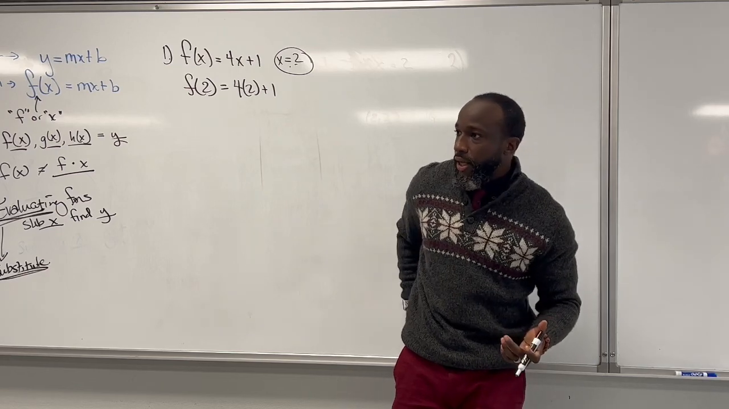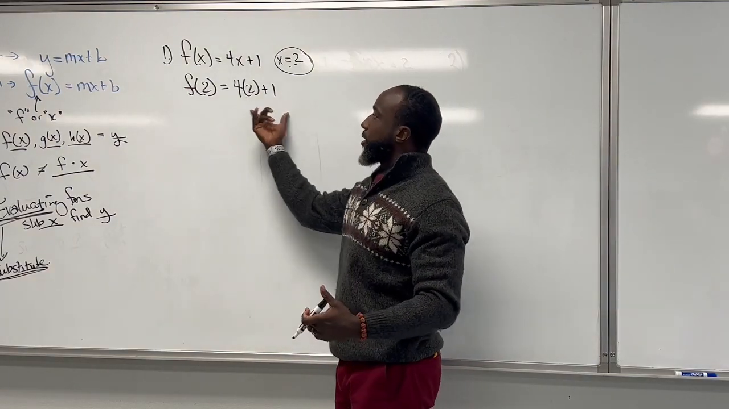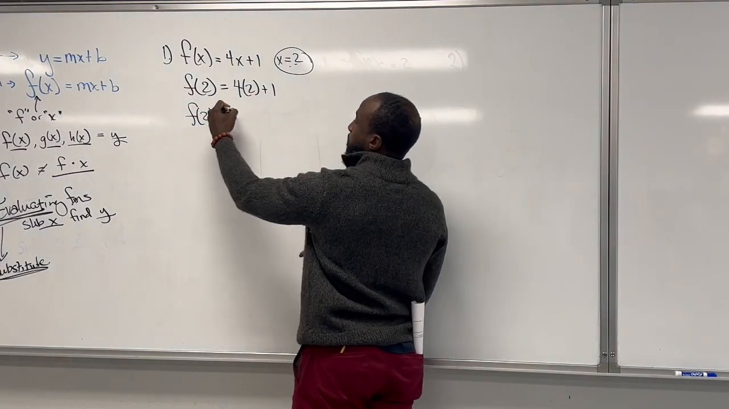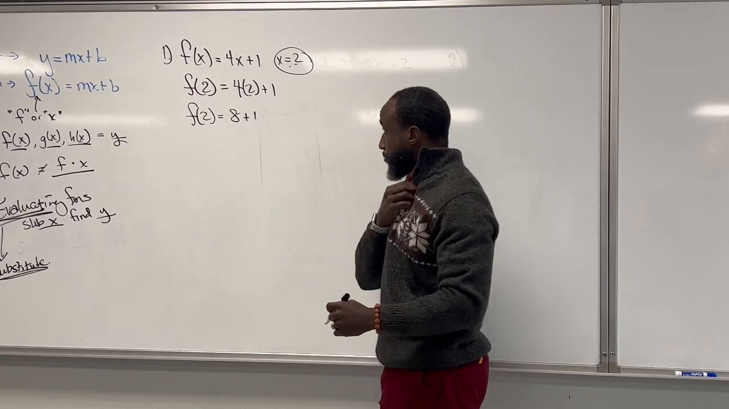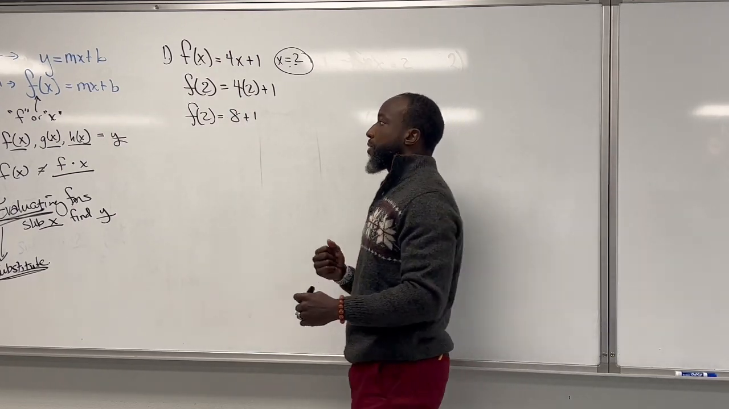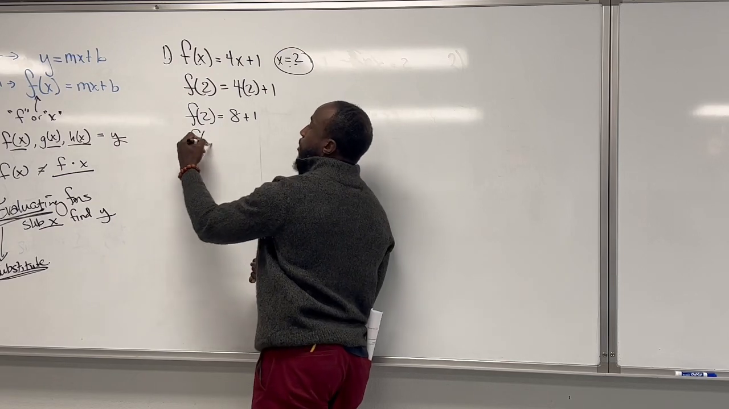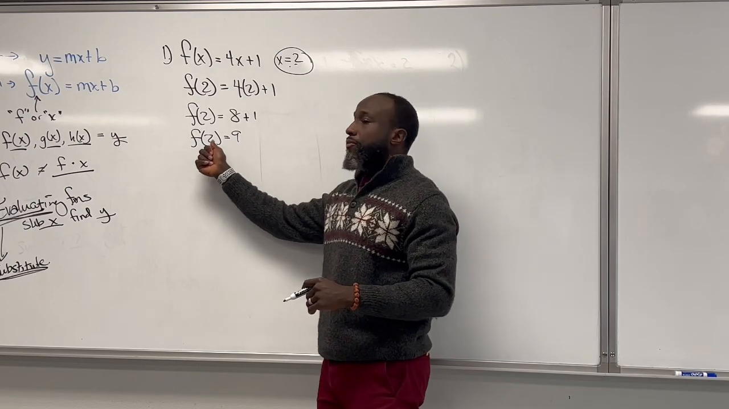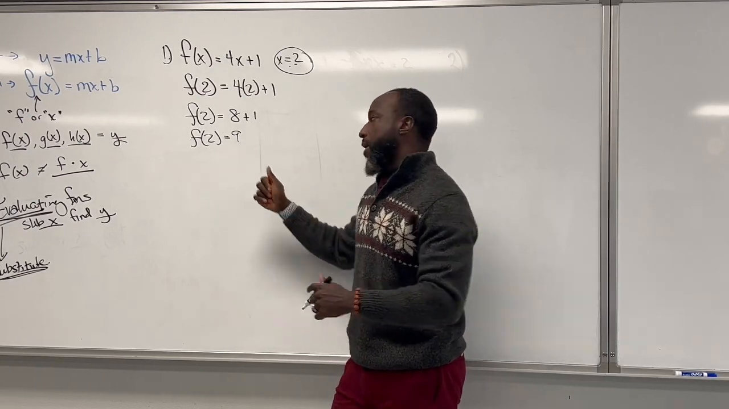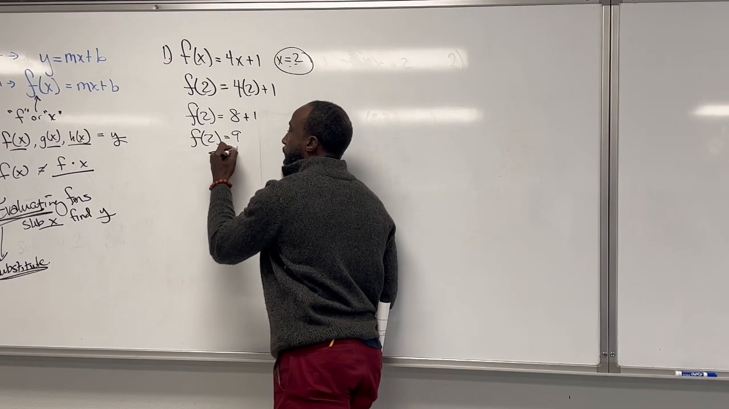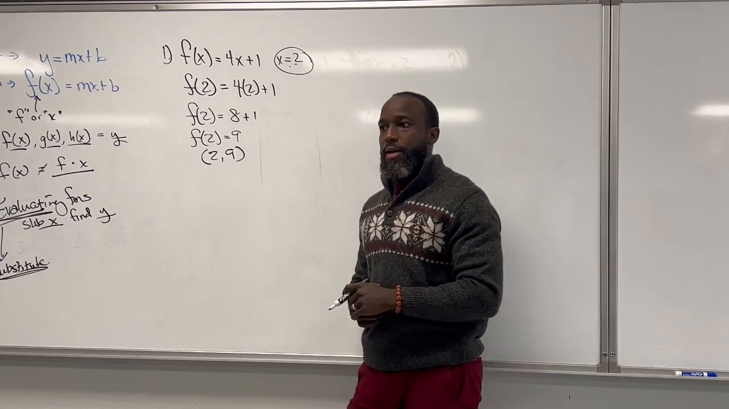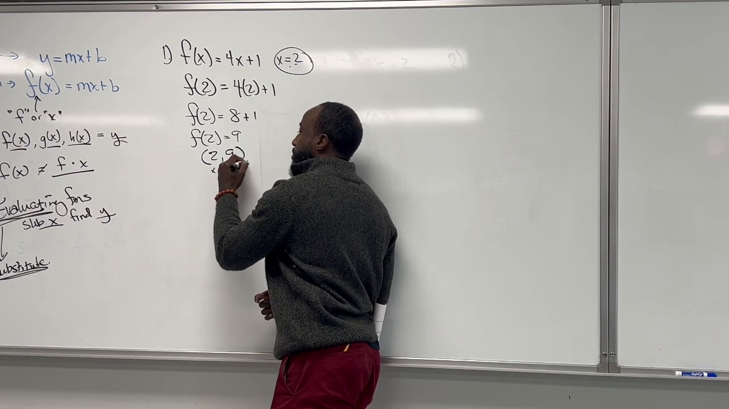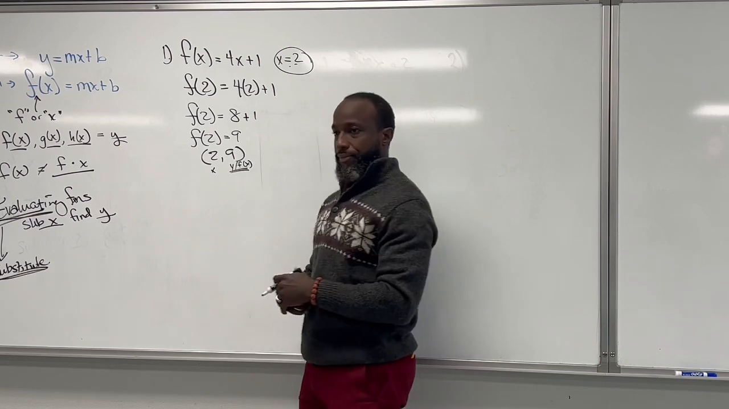Evaluate means to substitute and then simplify. So we substituted it in, now we're going to simplify it. So f of 2 is going to equal 4 times 2, which is 8, plus 1. 8 plus 1 equals what? 9. So f of 2 equals 9. What that means is when x is 2, y is 9. So you have an ordered pair here: 2, 9, with 2 being x and 9 being y, or f of x. They mean the same thing.